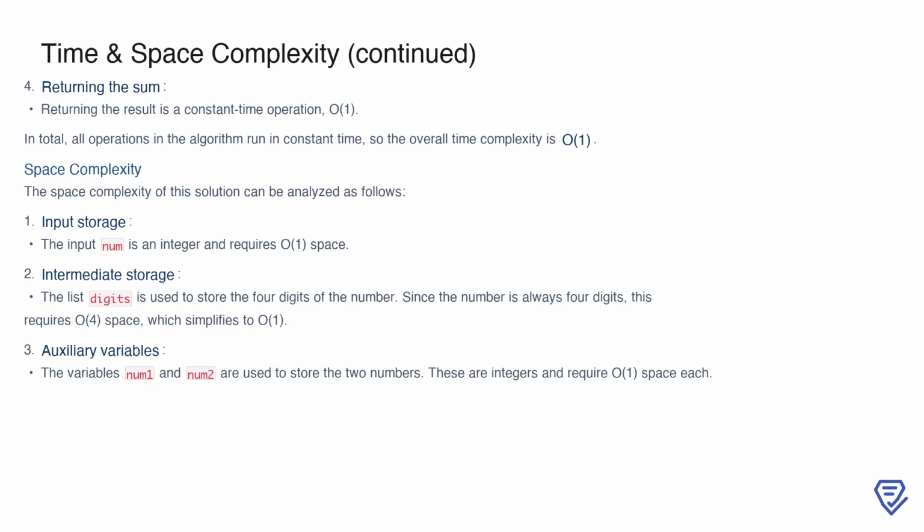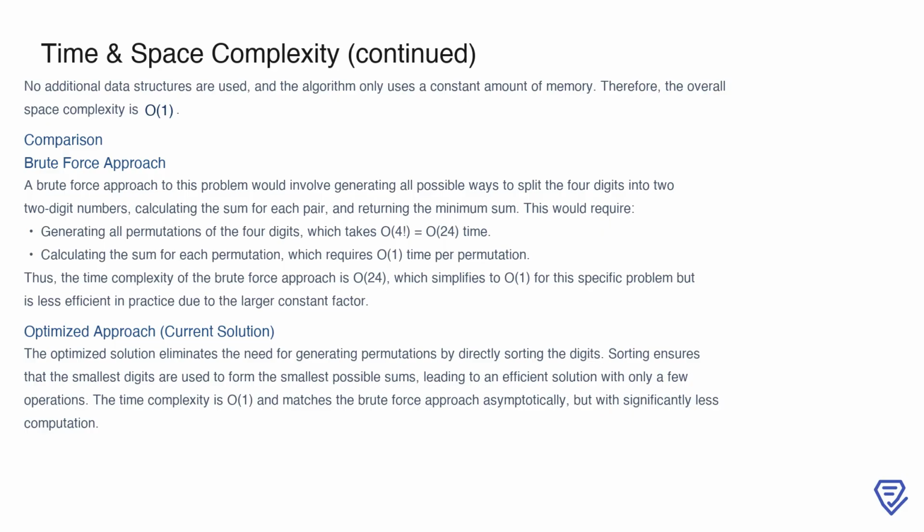The input number is stored as an integer, which requires O(1) space. For intermediate storage, we use a list to hold the 4 digits of the number. Since the number of digits is fixed at 4, this requires O(4) space, which simplifies to O(1). Additionally, we use two variables, number 1 and number 2, to store the two resulting numbers. These are integers and also require O(1) space each. No additional data structures are used in this solution, and all the operations are performed using a constant amount of memory. This means the overall space complexity is O(1).